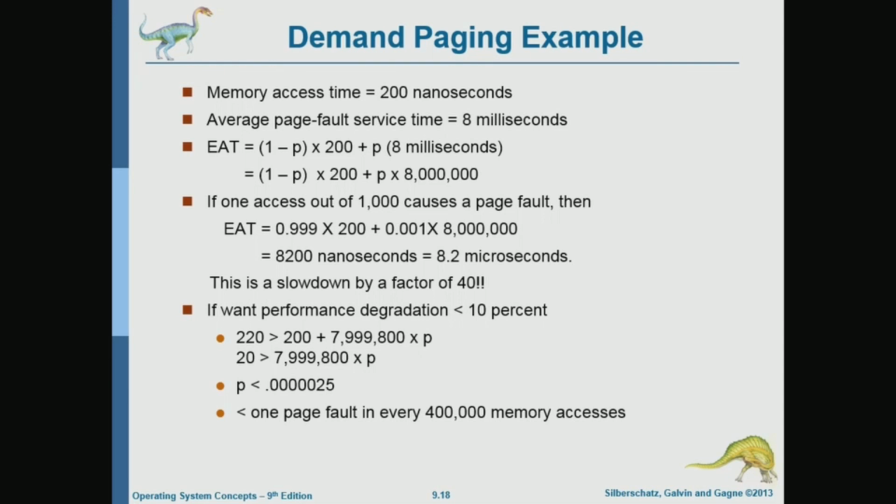Basically it's a weighted average of something in the hundreds and something in the millions. So the effective access time is in the thousands of nanoseconds, which is microseconds. 8.2, so that's a slowdown of 40. Where does the 40 come from here? 200 times 40 is 8,000. Exactly. So this is the access time with page faults. The access time with zero page faults is just the memory access time, which is 200. So it's 40 times slower on average.